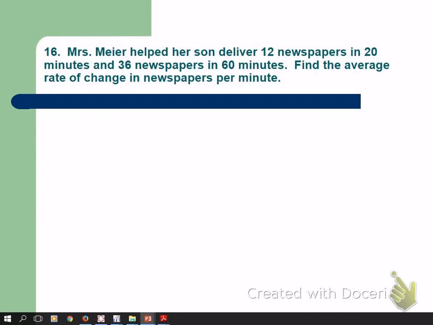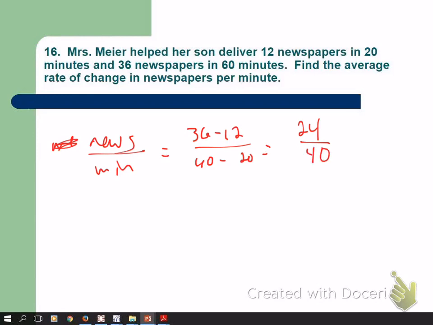All right, try to find the rate of change for Mrs. Meyer here. Okay. So, find the average rate of change in newspapers per minute. Well, the change in the newspapers are 36 newspapers to 12. So I'm going to go 36 minus 12. And then the per minute, the change in minutes. Since I went 36 minus 12, I've got to go 60 minus 20. So I've got 24 newspapers over a span of 40 minutes.